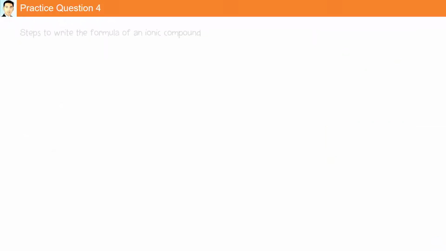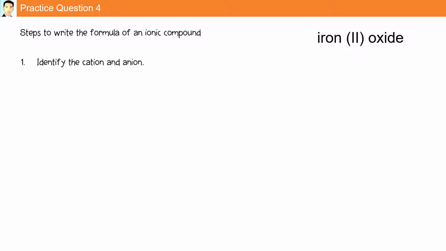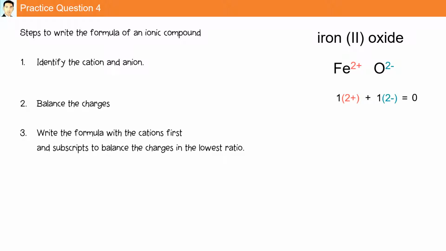Practice question 4. Here we have iron 2 oxide. First, we identify the cation and anion. We have Fe2+ and O2-. Next, we balance our charges. We have 1 iron reacting with 1 oxygen for a net charge of 0. Next, we write the formula with the cations first and the subscripts to balance the charges in the lowest ratio. Here we have Fe and O. Our final formula is FeO.